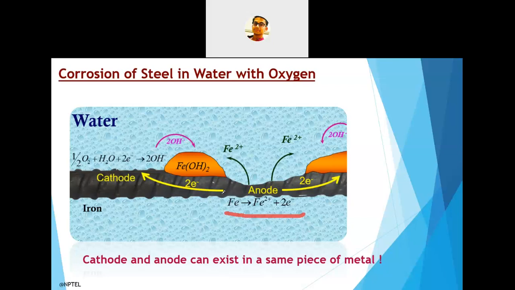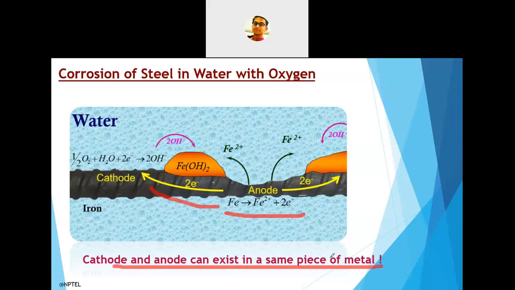These electrons move towards the cathode, and with the presence of oxygen and water, it forms OH-, and there is a movement of this OH-. When this Fe2+ and this OH- react, we get Fe(OH)2, the rust. For understanding purposes, I show this on a very big scale, but it may also happen on a very minute, micrometer scale. So the message from this is that the anode and cathode can exist in the same piece of metal.